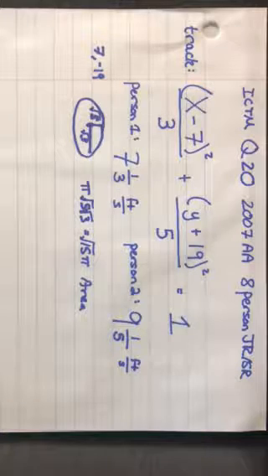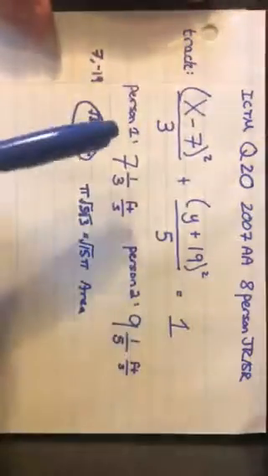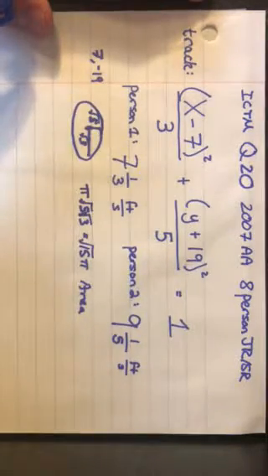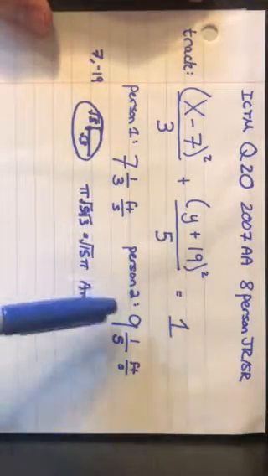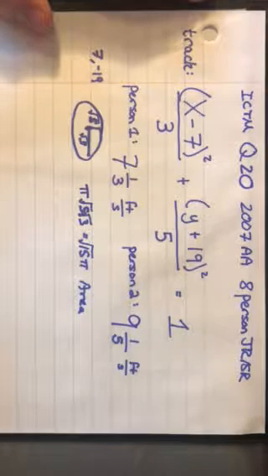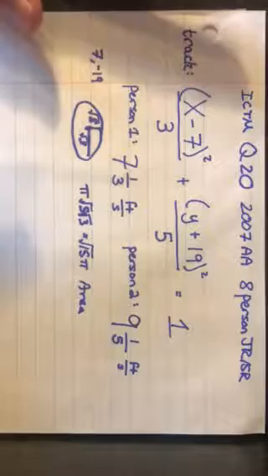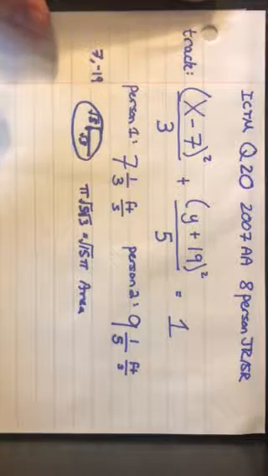So this is question 20 from ICTM 2007 AA 8-person junior senior team. There's this track that is an ellipse shape and two people running, one at this speed and one at that speed. So the first thing you might think of is using that general form of the ellipse.